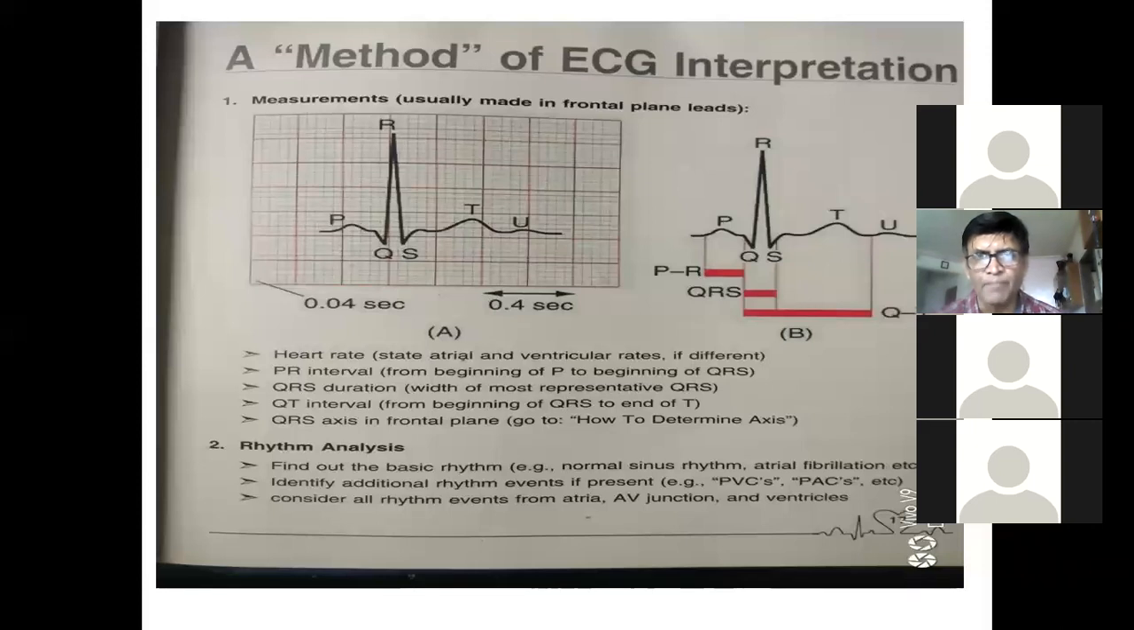In timing, we only have to do the P wave. What is the thing for timing? P wave, PR interval, QRS complex, QT segment and T wave. This is for timing. Okay.